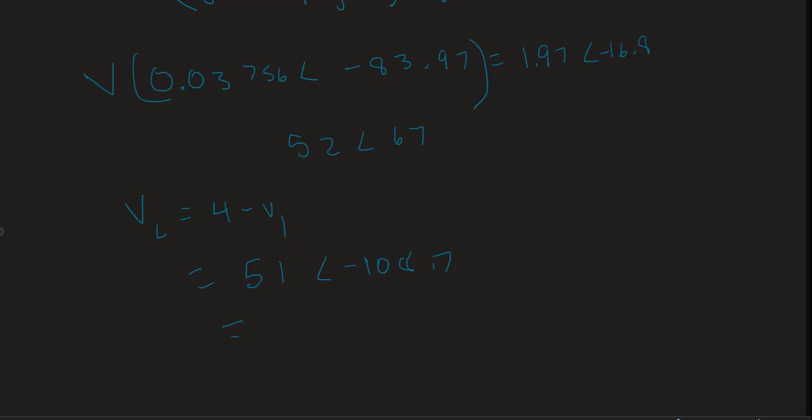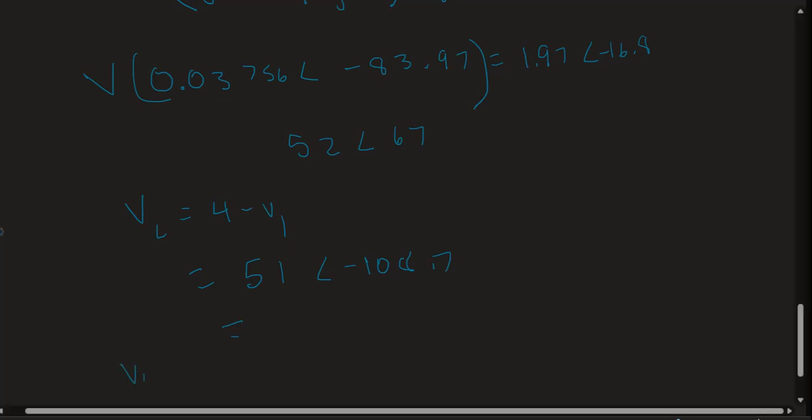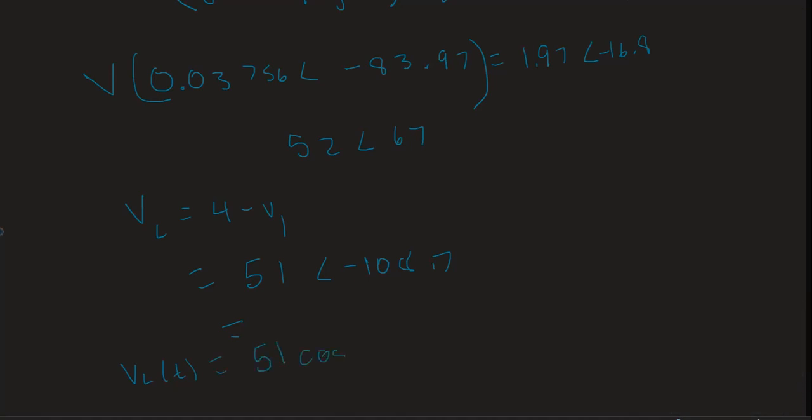Well, I don't actually need it as rectangular, because what does the problem actually ask for? VL of t. So now I need to say it's 51 cosine 10 to the fourth pi t minus 108.7 degrees volts.